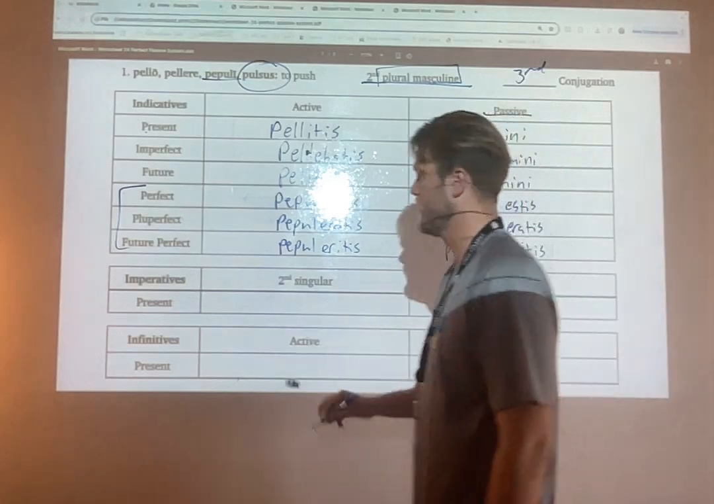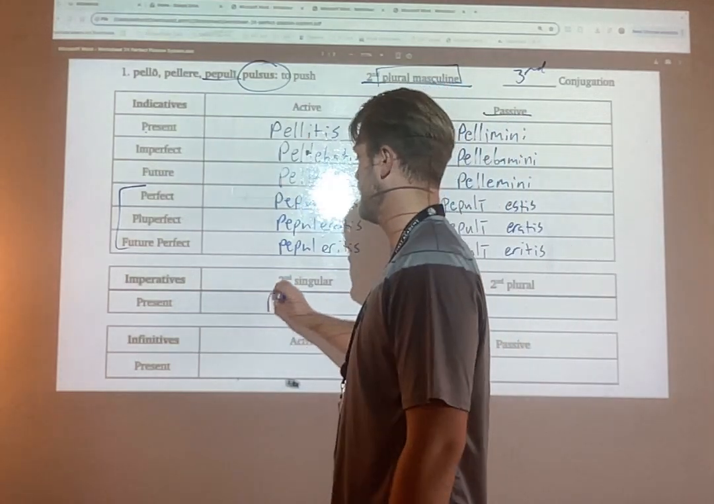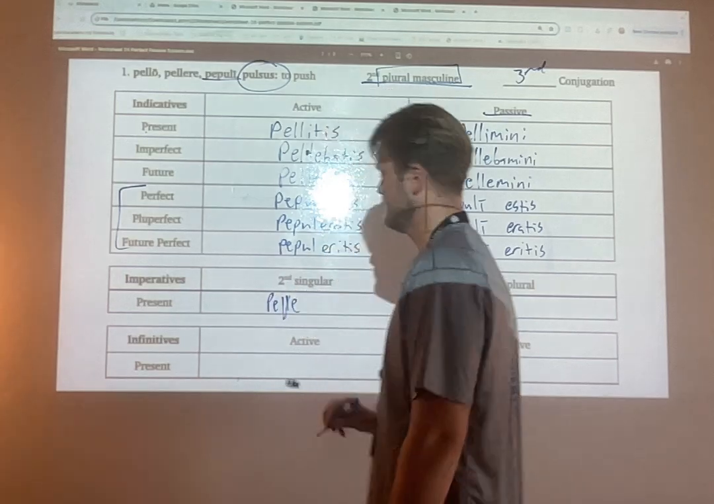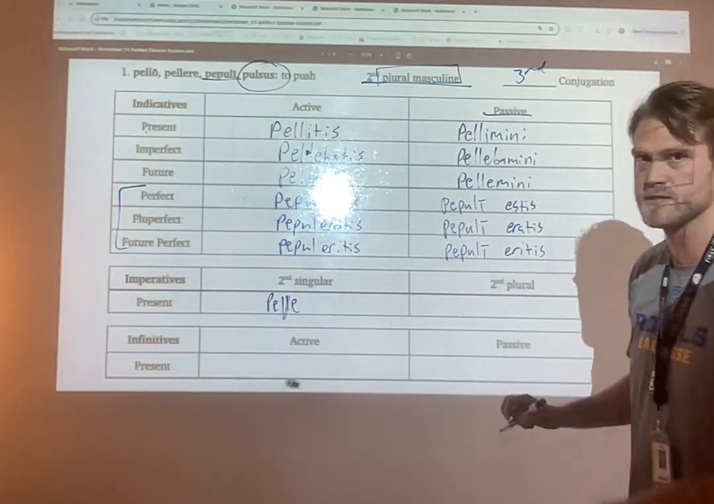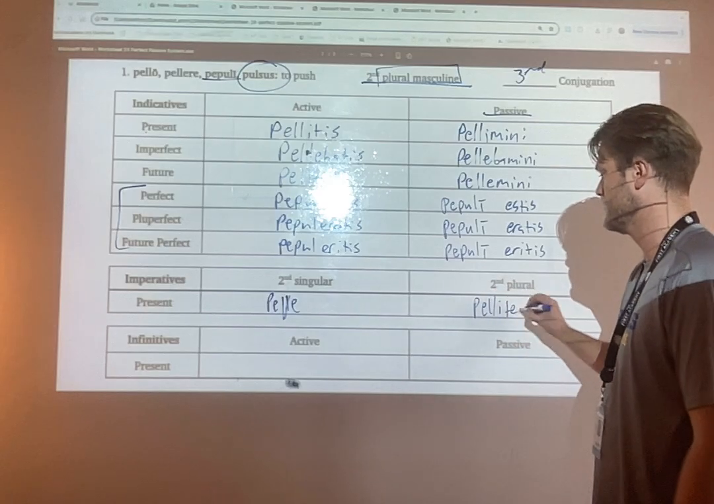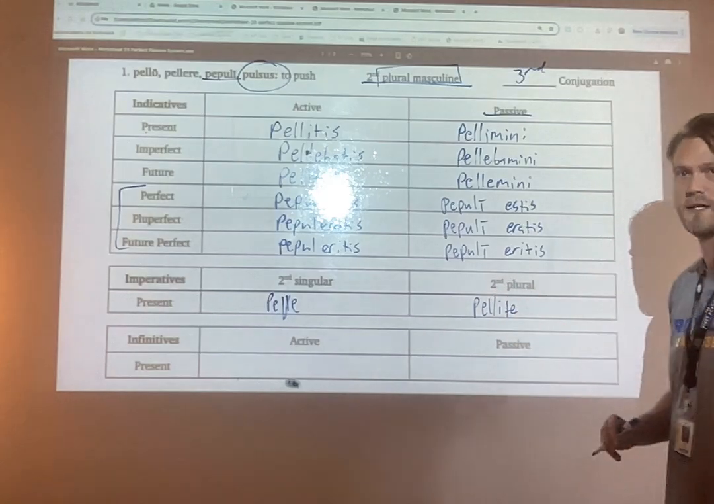All right? Imperatives, you just take that re off the infinitive. Whoops. Pelle for the singular, but once again, because it's third conjugation, that weak wimpy E becomes an I when you add the TE onto it in the plural, pellite.